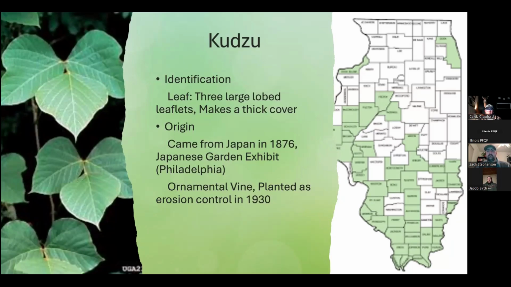This one makes really thick blankets across large areas. So if you see kind of like a vine stretching across a really large area of ground, and it has those three leaflets, pretty good giveaway for kudzu.